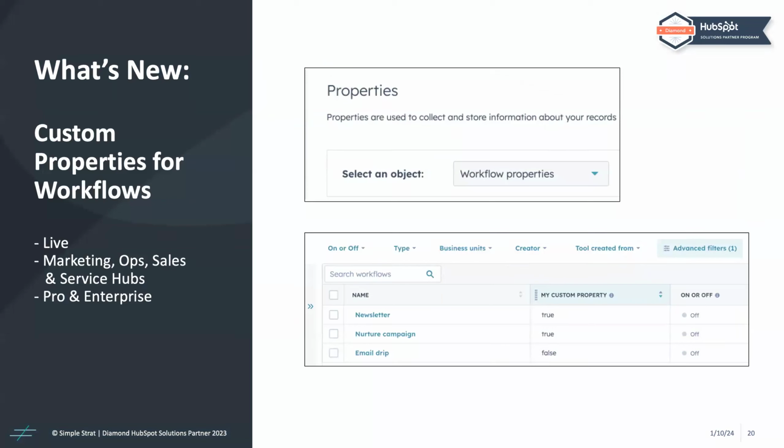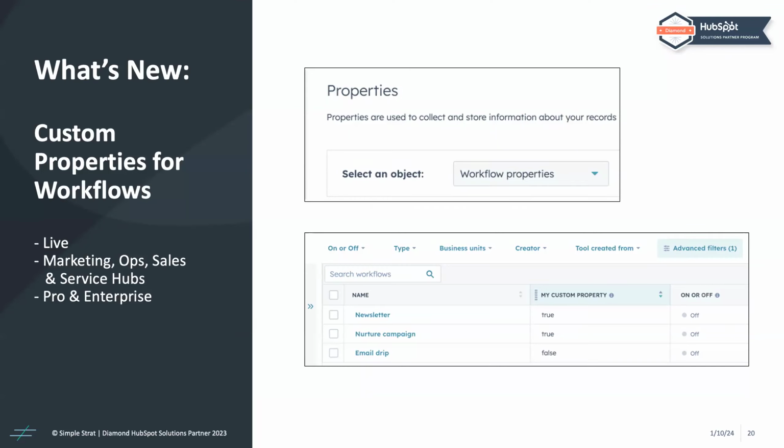Custom properties for workflows. I know if you are an admin with a portal that has a lot of workflows, organization of those workflows has been a challenge. They have a folder set up, but a workflow can only be in one folder. So this is a change that HubSpot rolled out to lists a couple months ago, and it is now here for workflows as well. It's already live, so if you have access to workflows, you do have access to custom properties as well as custom views.